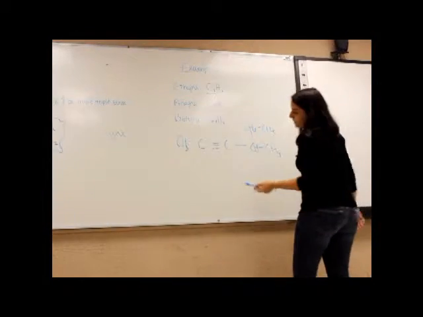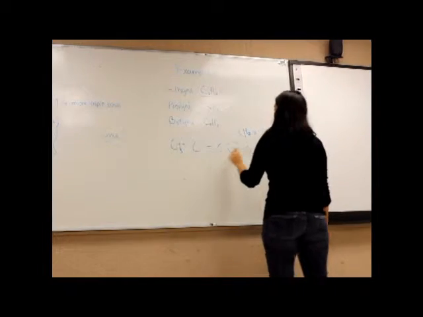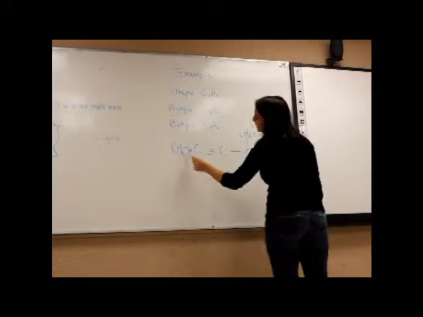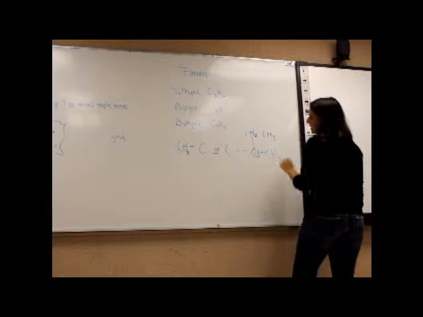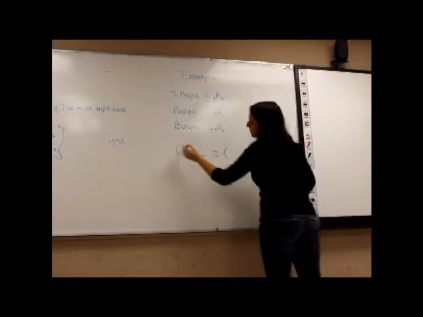Now, okay, the longest chain. We need to count them. 1, 2, 3, 4, 5. 1, 2, 3, 4, 5, and 6. So this is the longest chain. We need to circle it.